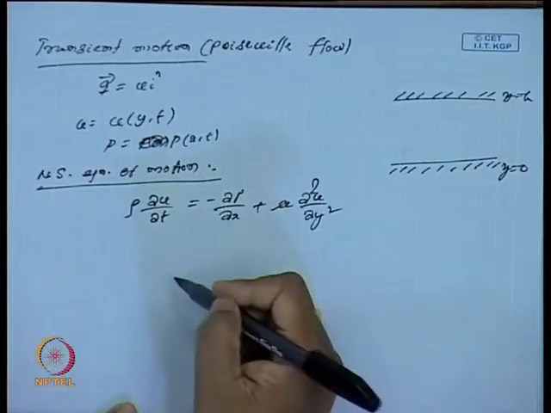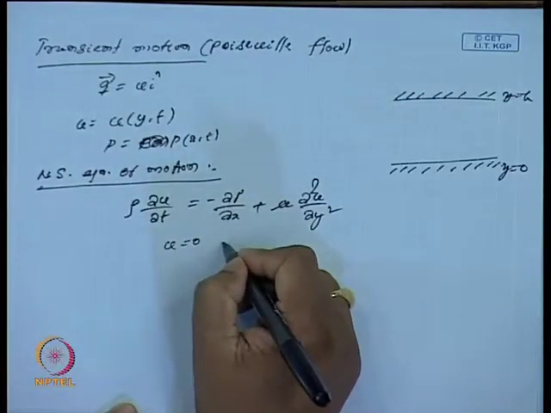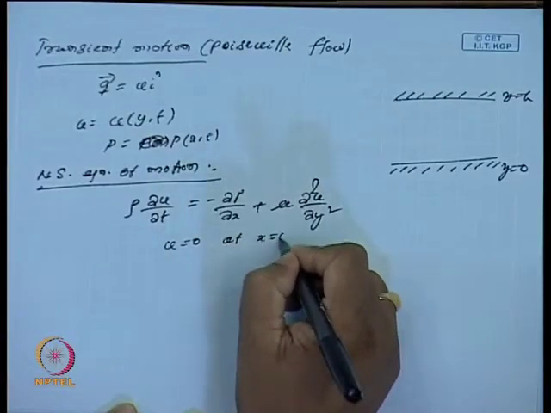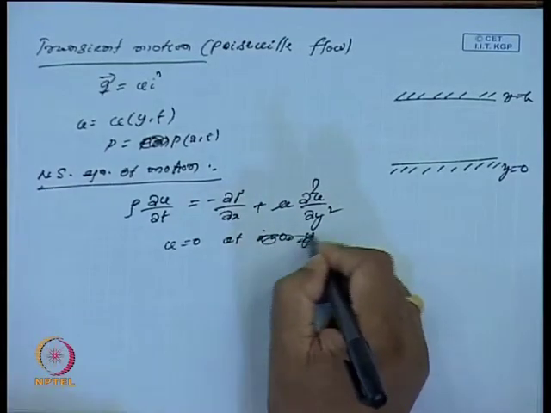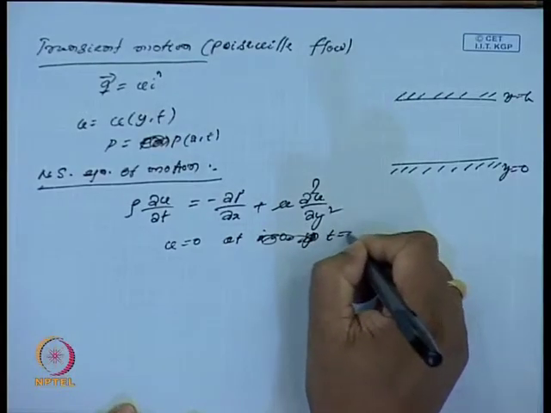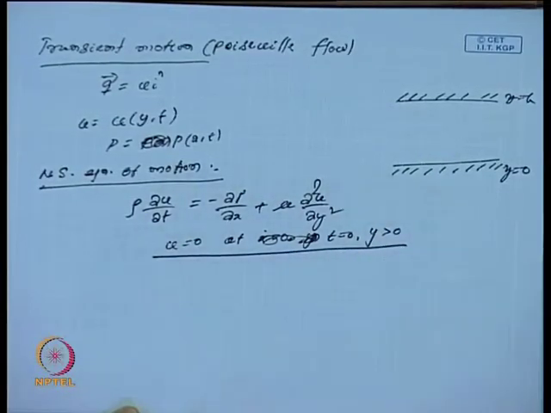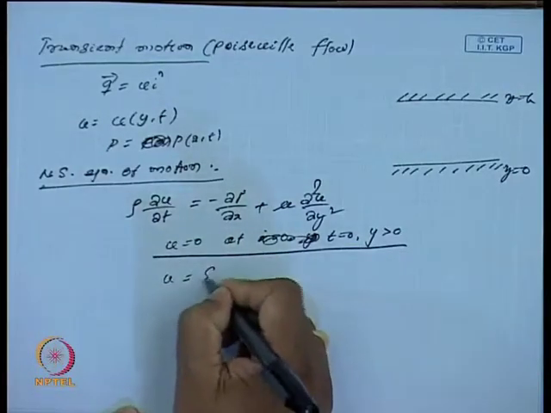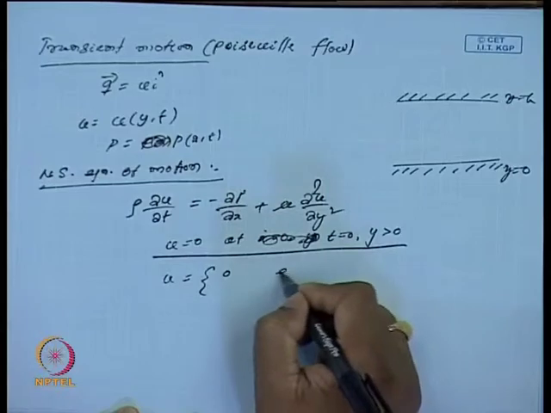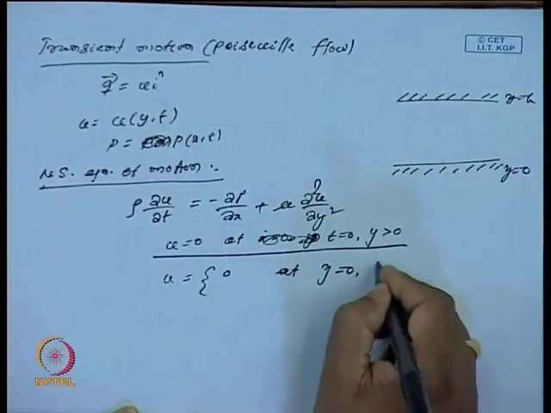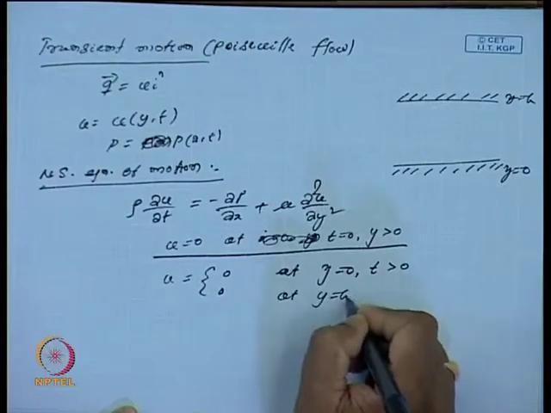So, the solution and the boundary conditions here are also: u is equal to 0 at t is equal to 0 and y is greater than 0. So, initially, at time t is equal to 0, u was 0, and u is equal to 0 at y is equal to 0, t greater than 0, and again 0 at y is equal to h, t is greater than 0.